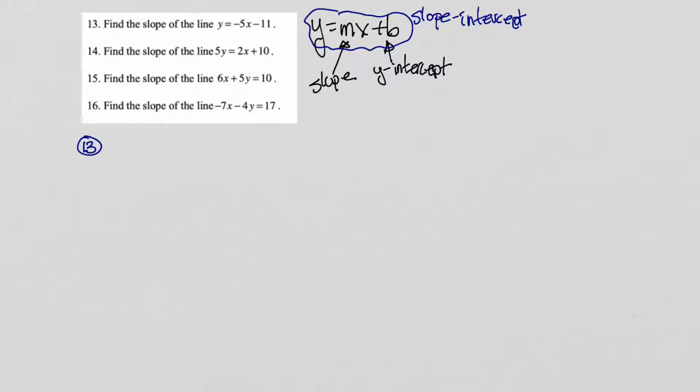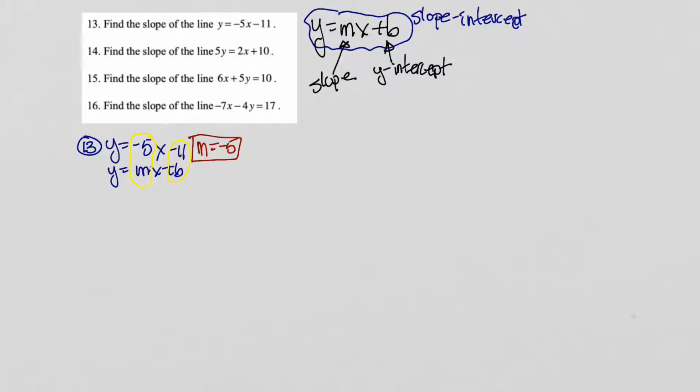Now in 13, we've got y equals negative 5x minus 11. This is exactly the form y equals mx plus b. And I can see here, I can just match things up. M is negative 5. B is negative 11, so we're just asking for the slope here. So I'm going to claim now that m is equal to negative 5.